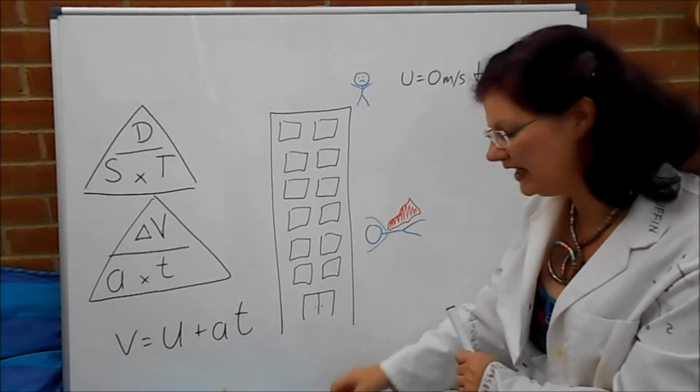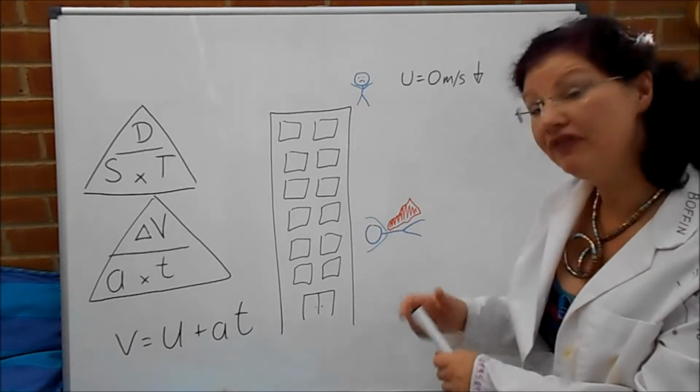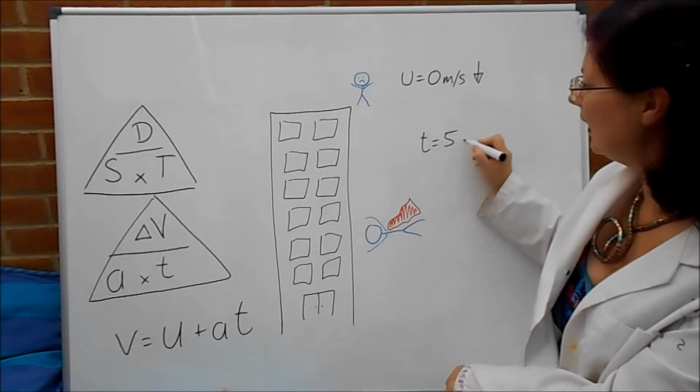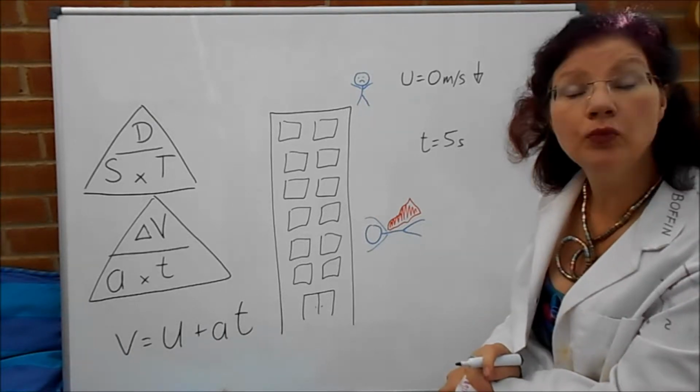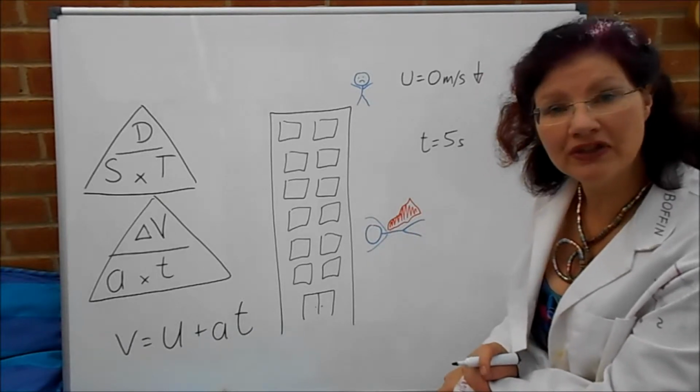The time taken, how long should we have you falling for? Let's have 5 seconds, shall we? So, T equals 5 seconds. And we need an acceleration. Now, your acceleration in this case is provided by gravity.